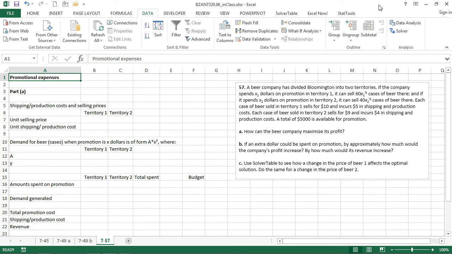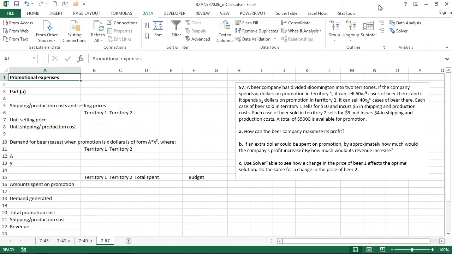This is a good problem because it gives us now an opportunity to look at two decision variables, and so we have to figure out how to model given this situation.